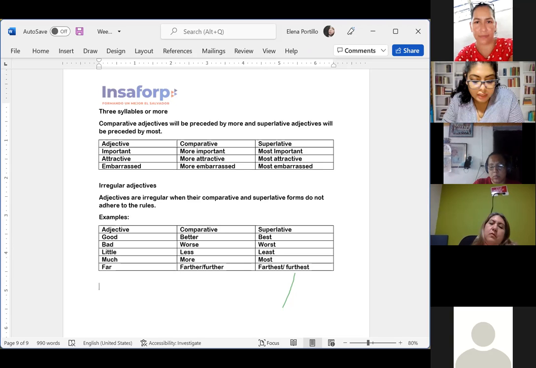And we are going to write the examples. So we have the exceptions. And it says adjectives.